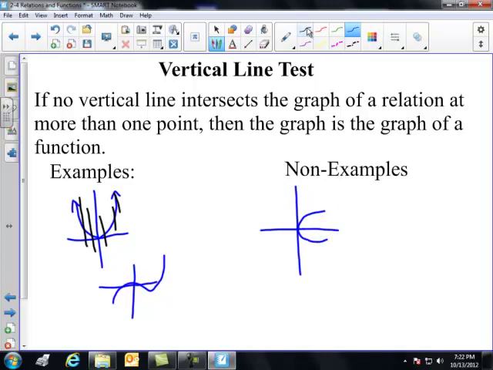Some non-examples, or maybe just one non-example, if you have maybe a sideways parabola, if you draw a vertical line here, it'll actually intersect that graph in more than one place. Therefore, that is not a function. Another example, something we've talked about before, is actually a circle. That is not a function, obviously, because if you draw a vertical line here, well, that intersects that in more than one place.